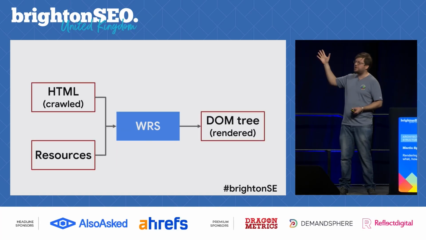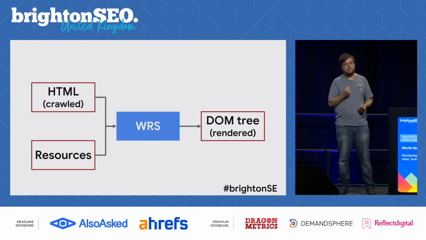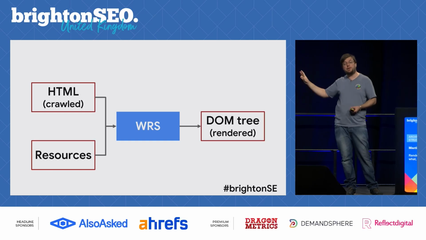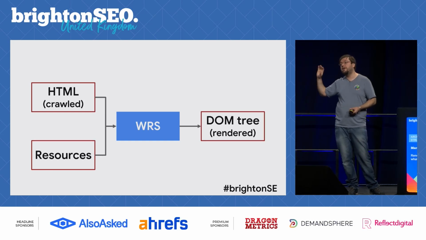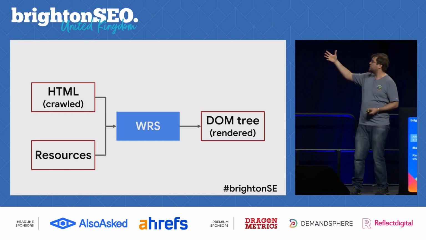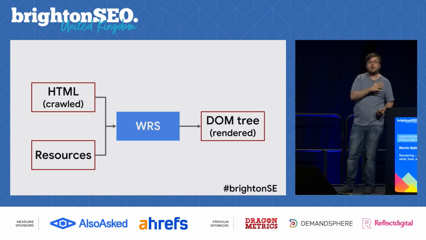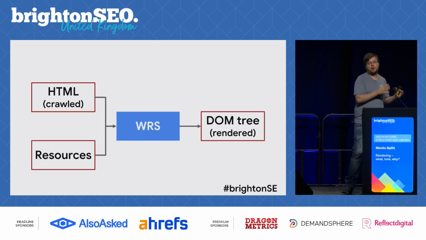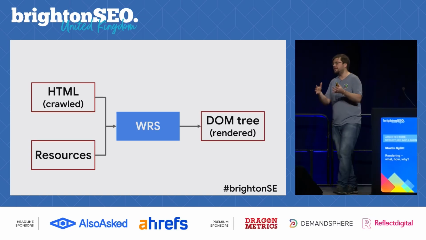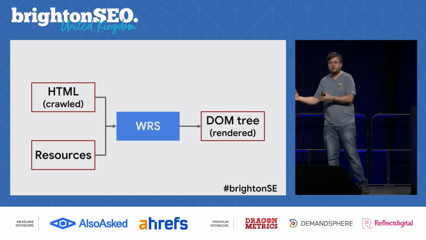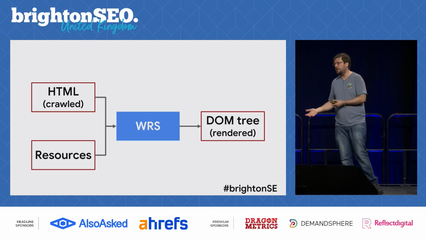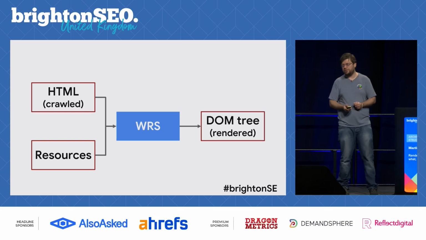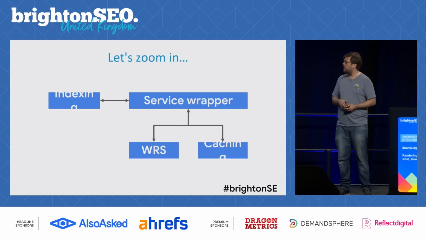What does it do? Well, it takes the HTML that the crawler got. It takes a bunch of resources if the crawler hasn't gotten these resources. And by resources, I primarily mean the JavaScript files, the CSS files, images, this kind of stuff. These get pushed into the WRS system, the web rendering service, and then the web rendering service creates us a DOM tree. You can think of that as an HTML document that contains everything that was added and removed or changed after JavaScript ran. But fundamentally, it does that. It creates rendered HTML, if you want to call it that. So let's zoom in a little more.